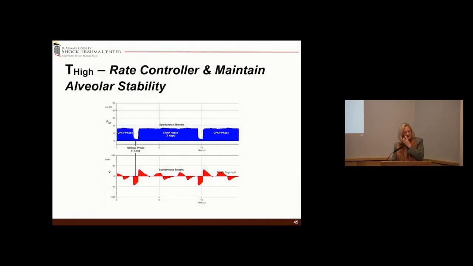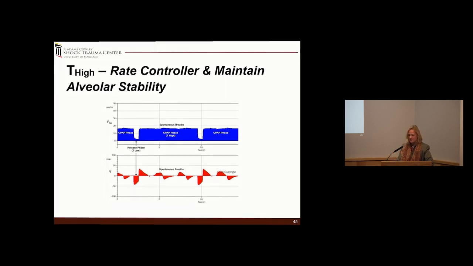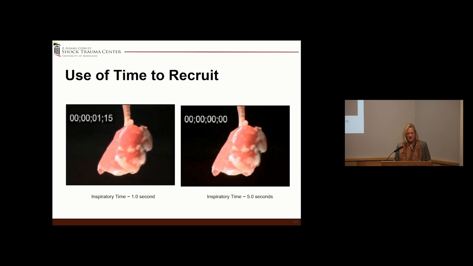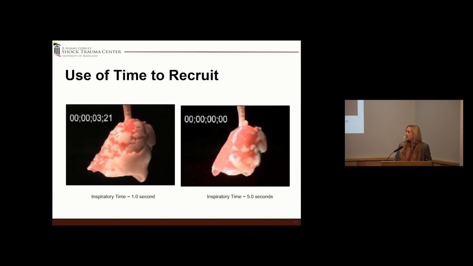So now let's talk about T-high. This is actually what controls the rate with APRV. We'll go over some studies a little bit later, but this is the rate controller and maintains alveolar stability. Now, Luigi showed another one of these slides, but this is just looking at the difference between an inspiratory time set at 1 second versus 5 seconds. And this is a rat lung, so you can see that's what happens in basically 1 second.